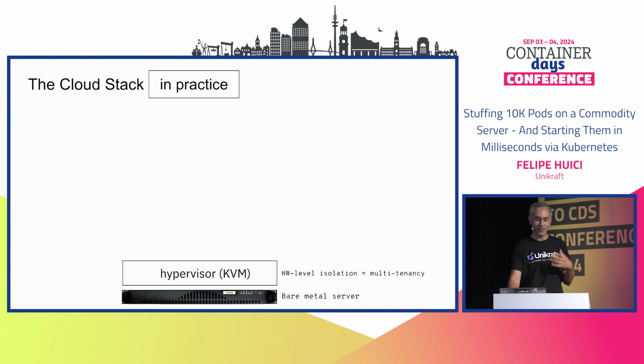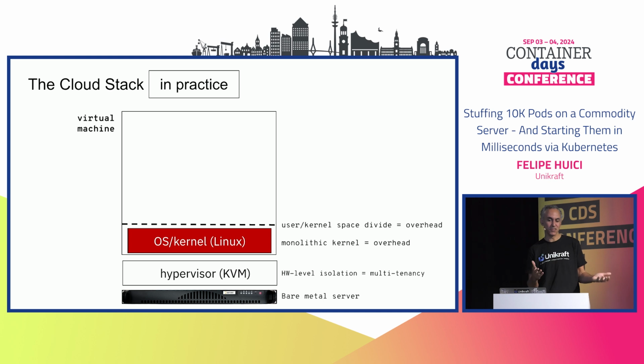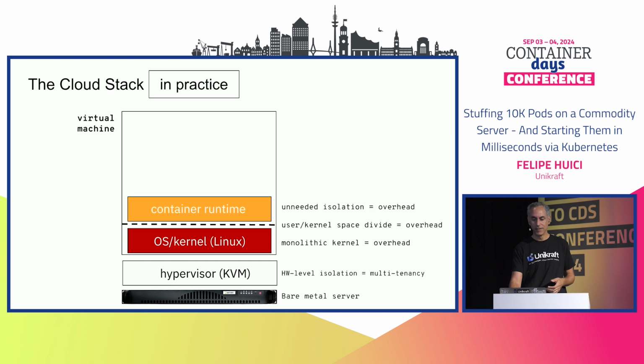In practice, the bottom of the stack looks the same, of course, but then comes the virtual machine, and that looks quite different, right? So at the bottom, we're going to have usually a general purpose operating system like Linux or Windows, which has a lot of code that probably your application doesn't really need to run, but it's still there. You have typically a user kernel divide, which you no longer need because the hypervisor is already giving you isolation. So now you have a double layer of isolation that's providing overhead.